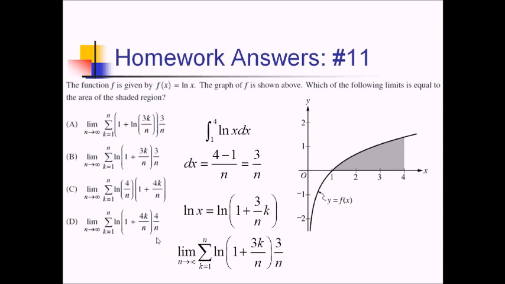Well, going through, it looks like this is going to give us answer choice B. A and B look kind of similar, but in B, we have this stuff inside the ln. The 1 is inside the ln. Answer choice A is the 1 is outside the ln. So we're going with choice B.